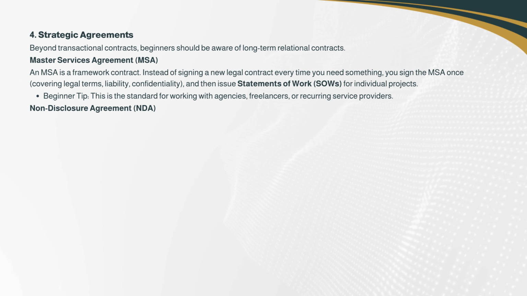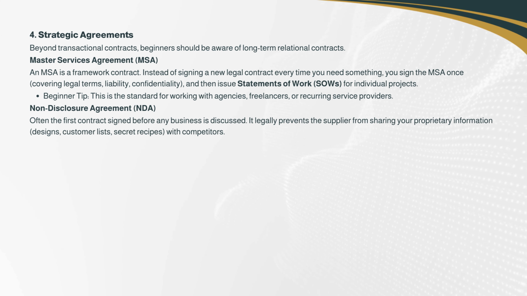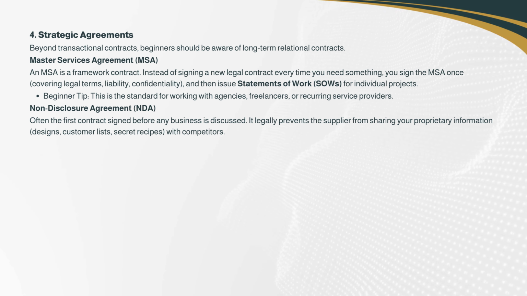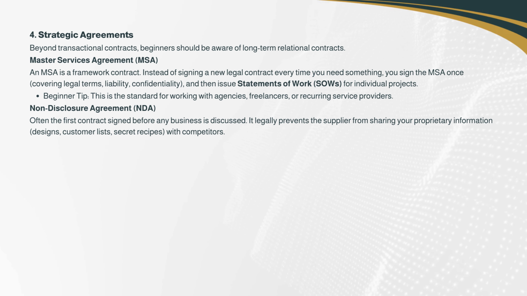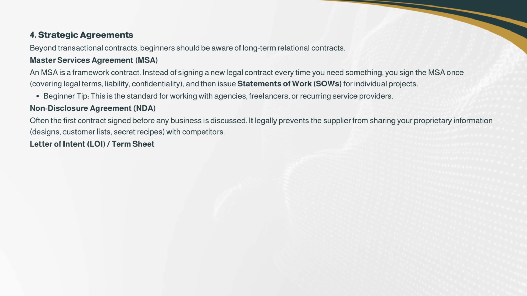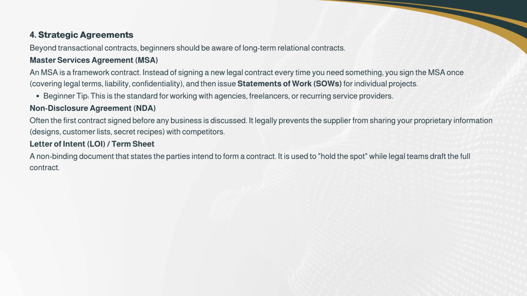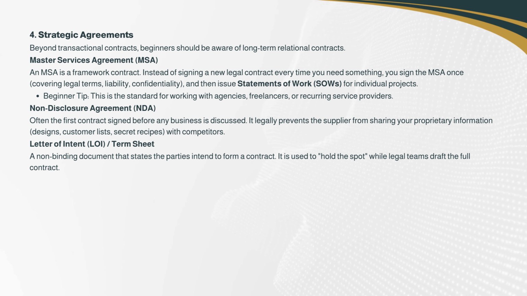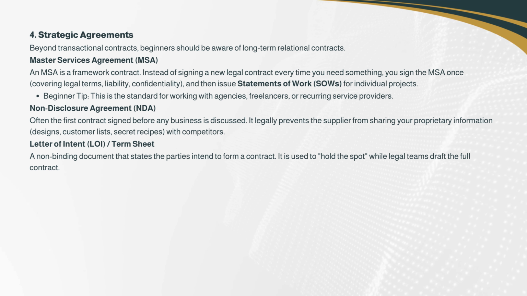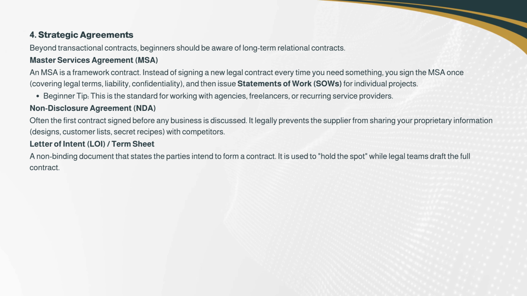Non-disclosure agreement, NDA: often the first contract signed before any business is discussed. It legally prevents the supplier from sharing your proprietary information, designs, customer lists, and secret recipes with competitors. Letter of intent, LOI, or term sheet: a non-binding document that states the parties intend to form a contract. It is used to hold the spot while legal teams draft the full contract.